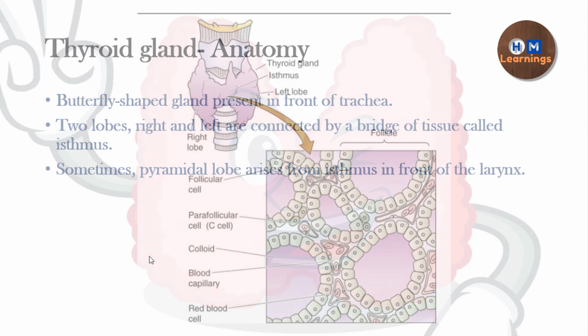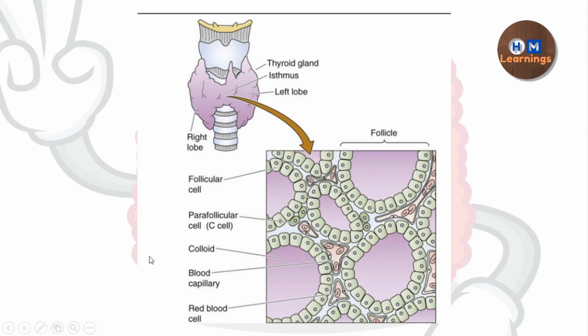So this is a diagram showing the same thing: this is the trachea, this is the thyroid cartilage, and this is a right lobe, this is a left lobe, and the right and left lobes are connected by means of the isthmus, and from the isthmus sometimes another lobe arises which is called a pyramidal lobe. Now we can talk about its histology.